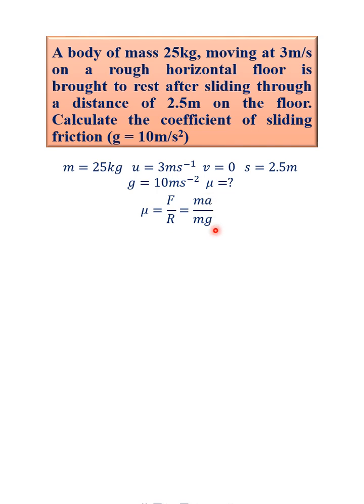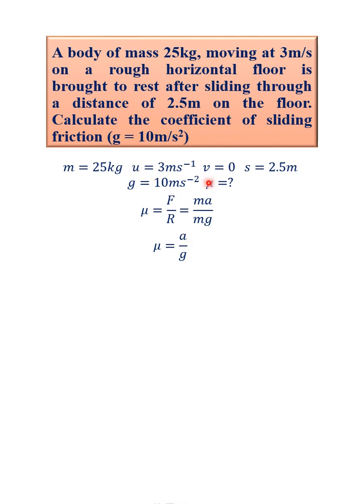Looking at this formula, you can see that the mass is the same for both the force and the reaction, so they can cancel out and you will just be left with mu equals a all over g. So we can evaluate the coefficient of sliding friction by calculating the ratio between the acceleration and the acceleration due to gravity. So how do we get the acceleration?